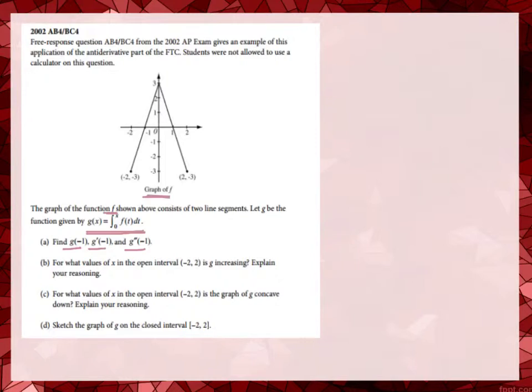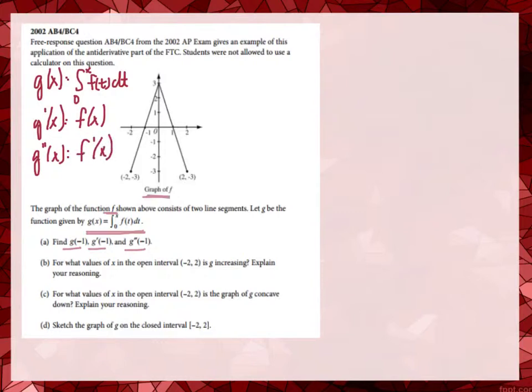Now, one of the things I like to do when I have these types of problems is go ahead and just get some notation written down. We know that g of x is the integral from 0 to x of f of t dt. Then that means that g prime, which would be the derivative of that, would have to be f of x. That's what we just talked about as the fundamental theorem of calculus. But then g double prime would have to be f prime of x. Now that may help us here in a minute when we start working on answering these questions. So let's look at the A part. A part asks me to find g of -1, g prime of -1, and g double prime.